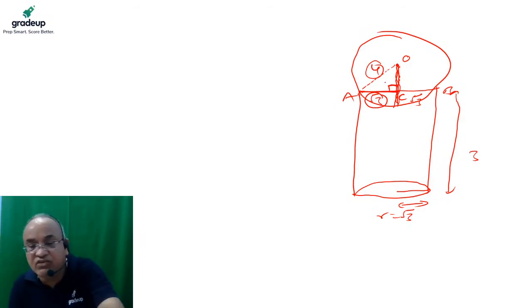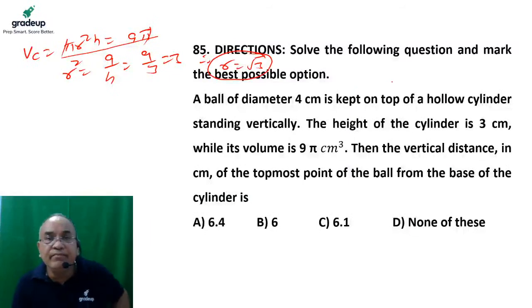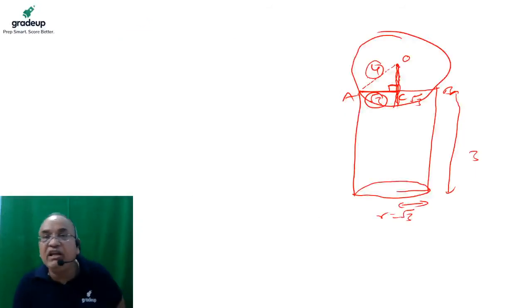It is given a radius 4, no? Or radius 2. Or diameter is 4, sorry. So radius should be 2. Diameter is 4, so radius should be 2. Then 2 square is 4. Root 3 square is 3. Then the length of this would be 1.